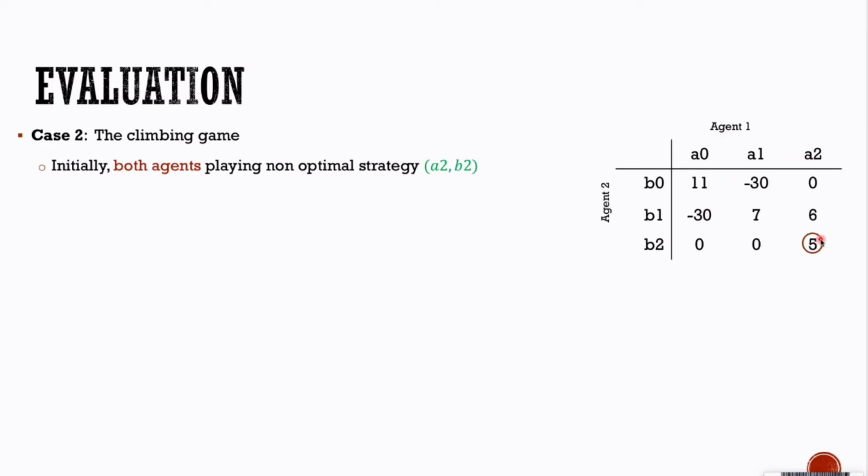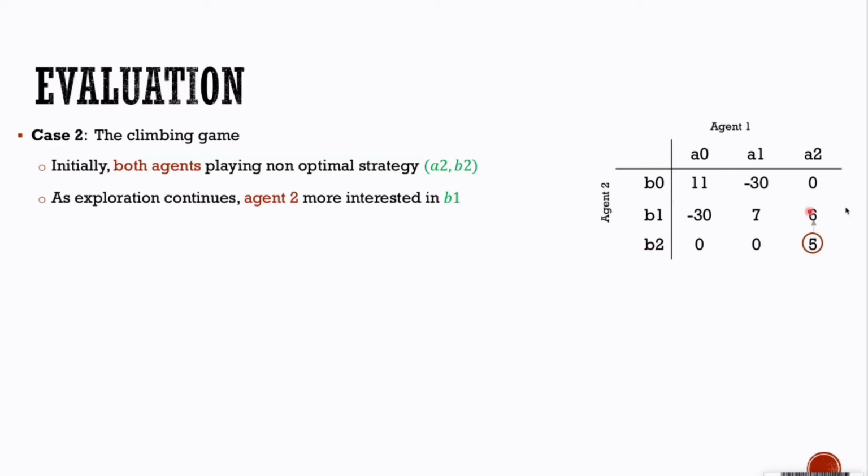At that time, agent one mainly plays A2, and agent two mainly plays B2. For a while, because they observe that agent one always mainly plays A2, they start seeing that option B1 is better than option B2. So they start moving from B2 to B1.